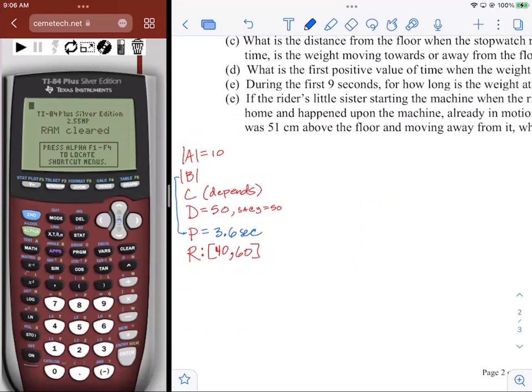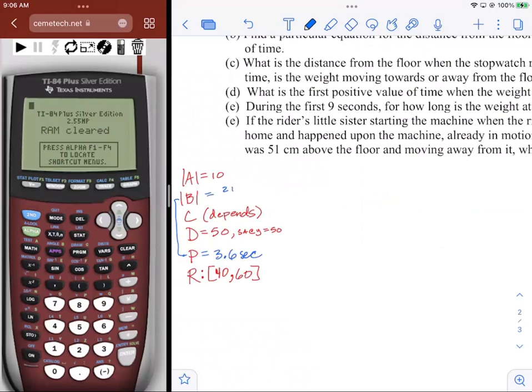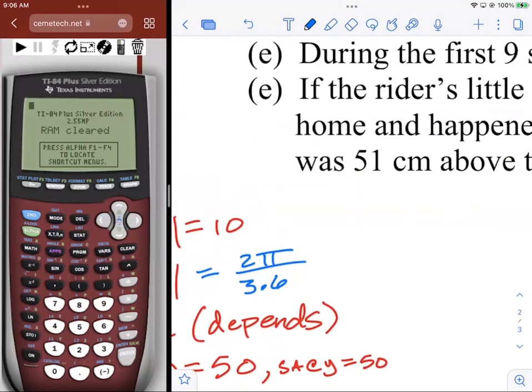Now that we have 3.6, we can find B, because B, remember, is 2 pi over P. So 2 pi over 3.6. If we simplify that, that's the same as pi over 1.8. Now look at that right there. Say it with me: yucky, yucky, gross, gross. Here's why it's yucky: we have two different ways of expressing parts of numbers in that one little expression. We have a fraction and a decimal.